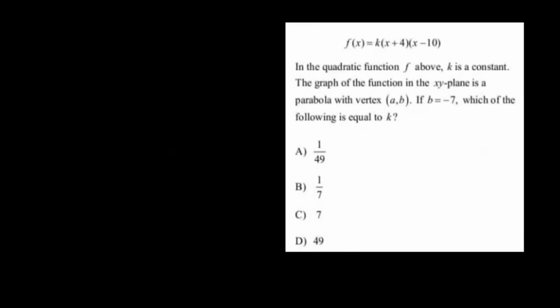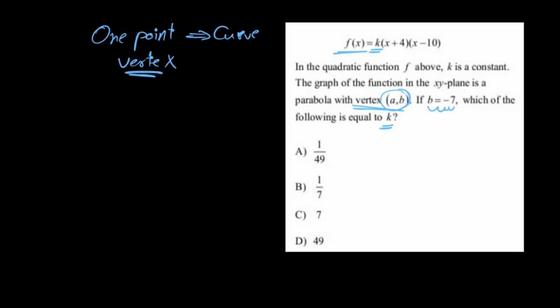f of x equals k times (x plus 4) times (x minus 10). We have the function, and the vertex of the parabola is (A, B). If B equals negative 7, which of the following equals k? Find the value of k. To find the value of k, at least I want to find one point located on the curve. I can find the vertex.